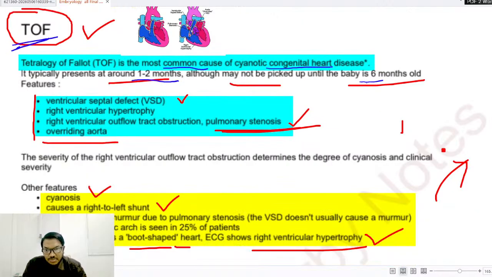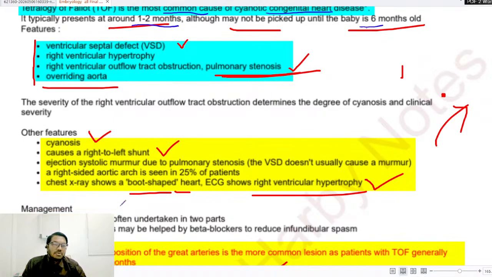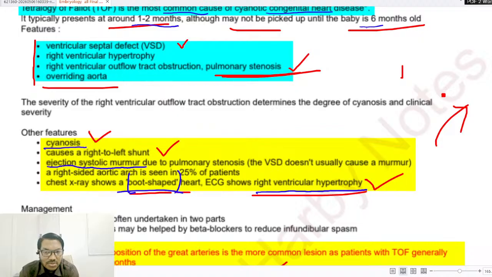Other features: the child will have cyanosis, caused by right to left shunt, and an ejection systolic murmur due to pulmonary stenosis. Which type of murmur? Ejection systolic murmur due to pulmonary stenosis. A right-sided aortic arch is seen in 25% of cases. Chest X-ray shows a boot-shaped heart. This is an exam question clue: X-ray shows boot-shaped heart, ECG shows right ventricular hypertrophy, the child is cyanotic, and on auscultation you get an ejection systolic murmur.